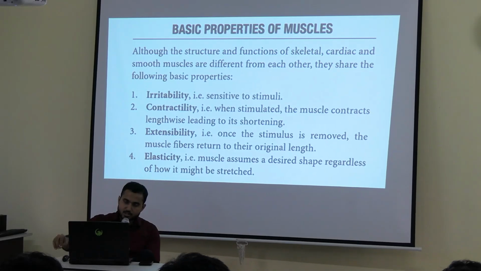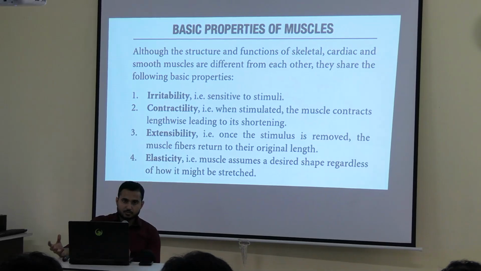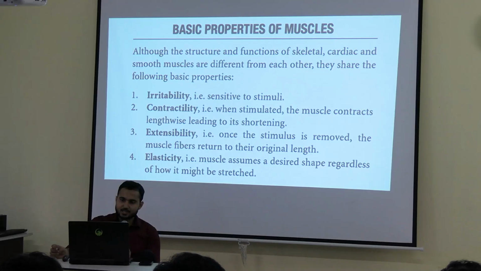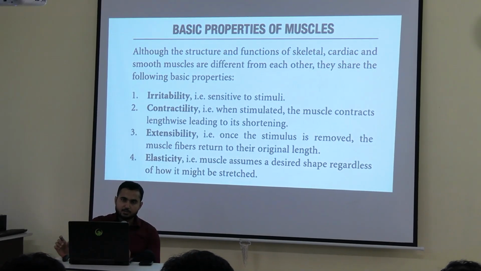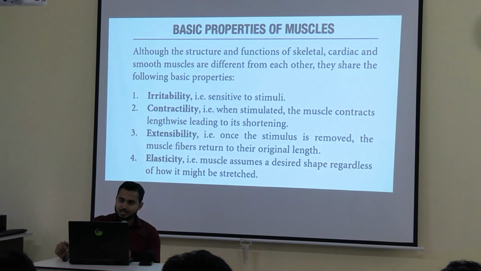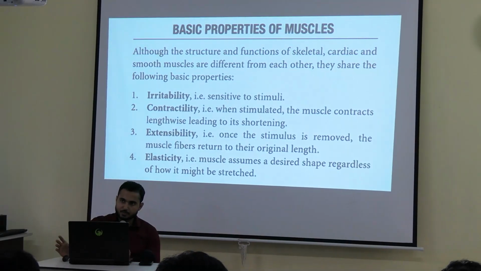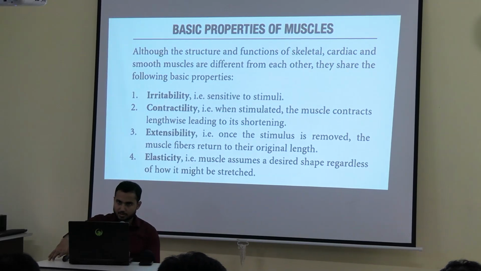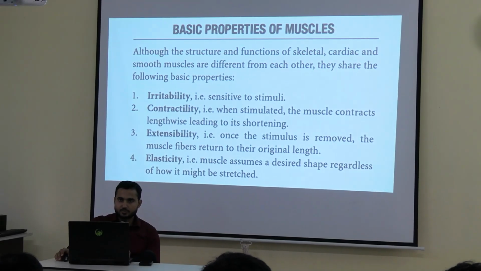Next, contractility. When a sufficient stimulus is given to the muscle, at that time the muscle will contract. That means the length of the muscle will get shortened. That is called contractility. Next, extensibility. Once the stimulus is removed, it will return back to its original length. That is extensibility. And then elasticity. Once the stretch is removed, it has the property to go back into its original position, meaning the original length is restored after getting shortened. That is elasticity.